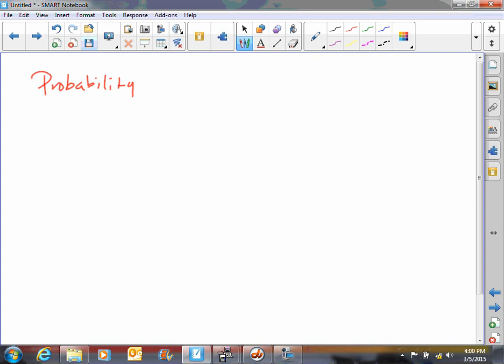Probability is a mathematical measure of how likely an event is to occur. Now, we need to start talking first about sample space. Sample space is a phrase that we use to describe or to talk about all the things, and I'm going to put things in quotes here, that could happen.